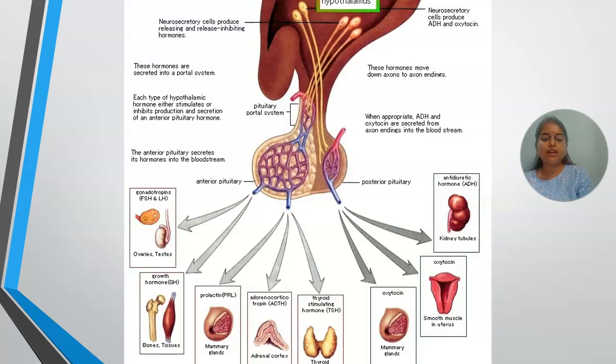Then we have prolactin, which is also known as the lactation hormone. It stimulates the mammary gland to produce milk, helping in the milk production in the mammary gland. Then we have GH or growth hormone, which acts on the muscles and bones to increase the growth of the body. Then we have FSH, that is follicle stimulating hormone, and LH, that is luteinizing hormone. These both hormones help in oogenesis, spermatogenesis, and the release of androgen from the reproductive organs.